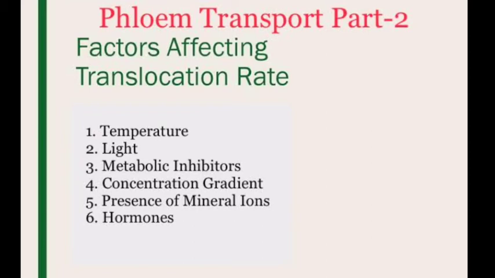Hello everyone. Today we will be discussing the factors affecting the translocation rate under the heading Phloem transport part second. There are 6 factors which totally affect the translocation rate of phloem transport. First, it is temperature. The optimum temperature for translocation is between 20 to 30 degrees centigrade.